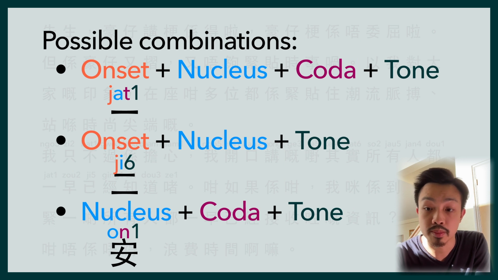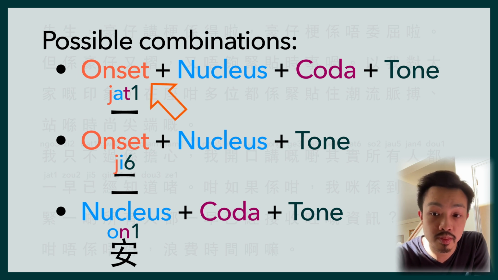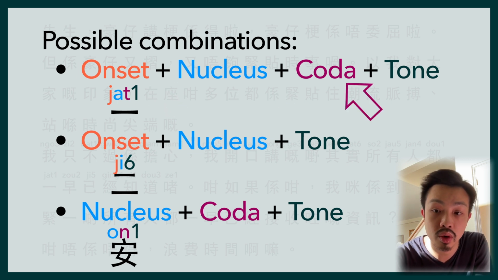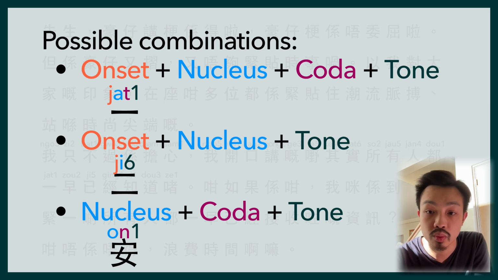So we've gone through the basics of Jyutping. Now you know that there could be a few possible combinations of Cantonese characters, and they are: the first, onset plus nucleus plus coda plus tone, which we have an example of 一, which means 1. And the second possible combination is onset plus nucleus plus tone, which we have the example of 二, which means, you guessed it, 2.